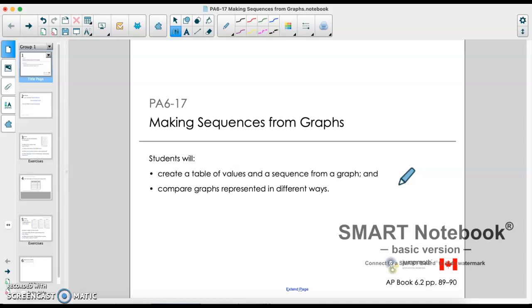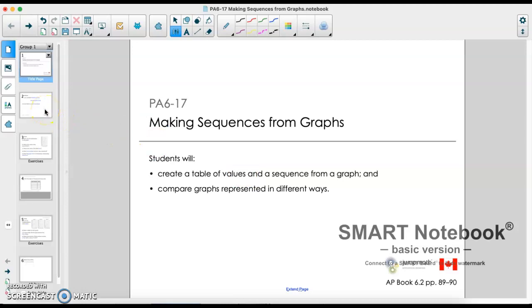By the end of this video, and then maybe some practice in the workbook, you should be able to create a table of values and a sequence from a graph and compare graphs represented in different ways.